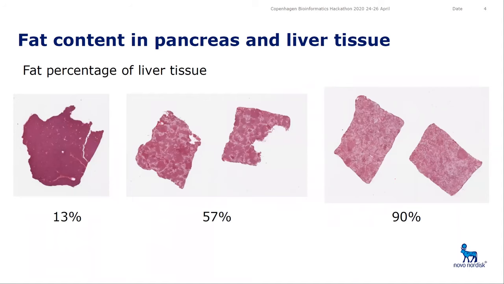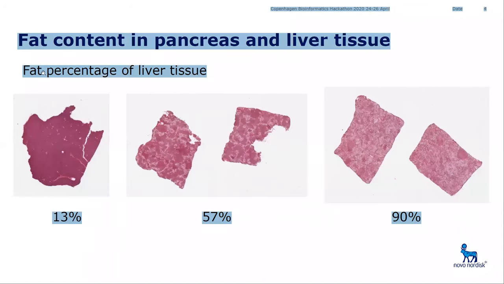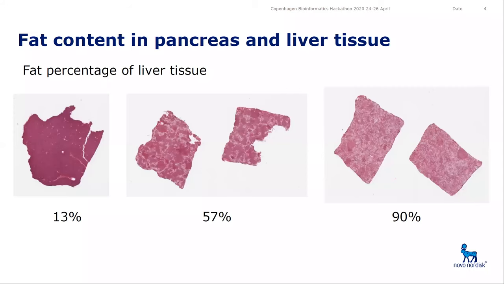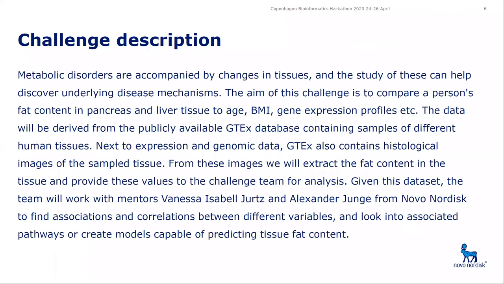To give you a visual overview of the range of values, this is liver tissue with very little fat and up to 90% fat. And on the next slide, you can see the same for pancreas tissue, which also has a great range here. Can we continue to the next slide? This is just a written up description of the challenge that you can go back to.